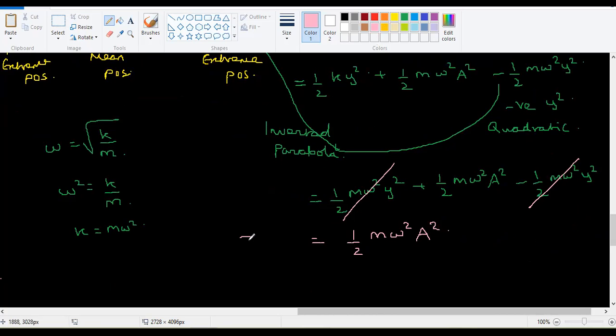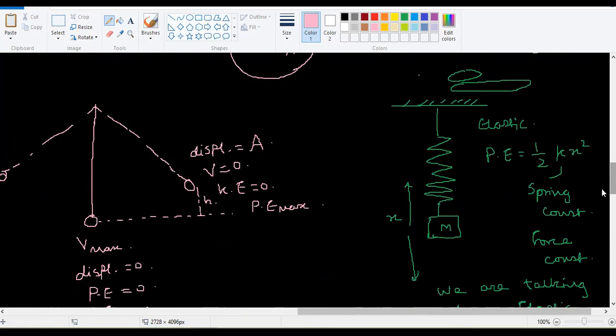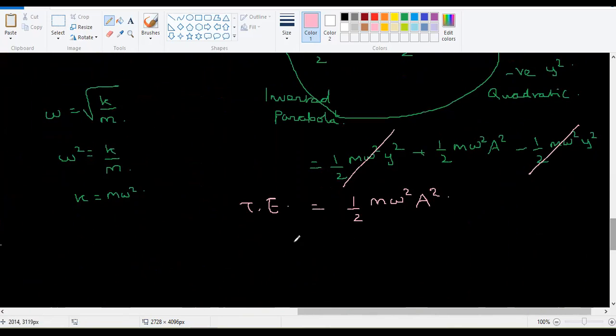What does this tell you? This is the total energy. So you see the total energy is a constant. It's not dependent upon y. So no matter where the pendulum is, listen carefully, whether the pendulum is here or here or here or here, it doesn't depend upon the y location. So this is the y location. It doesn't matter where it is. The total energy is always a constant. So what is the meaning of this? Total energy is independent of y. What is y? We are talking about the displacement location.